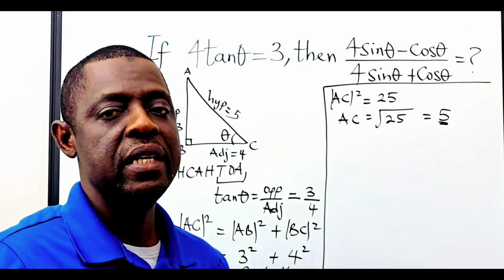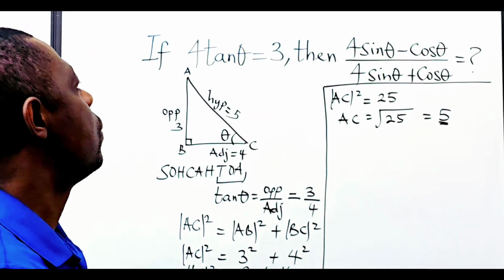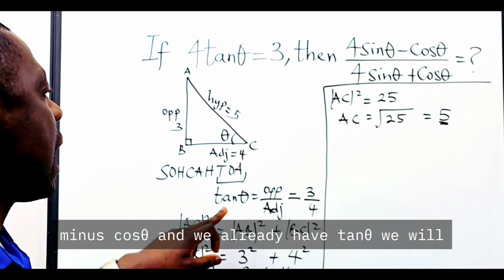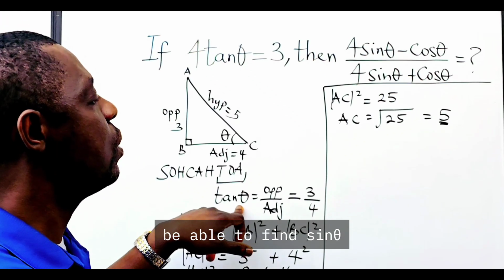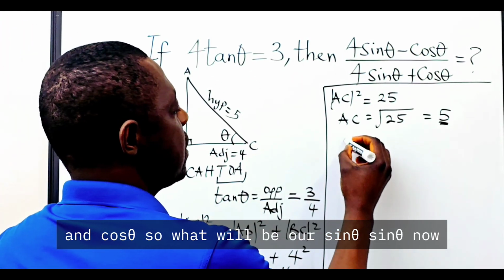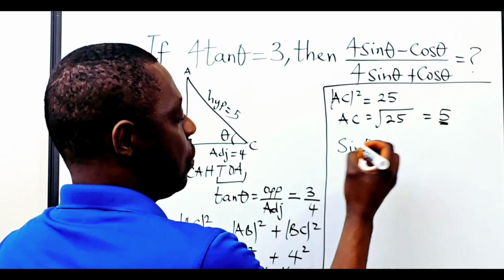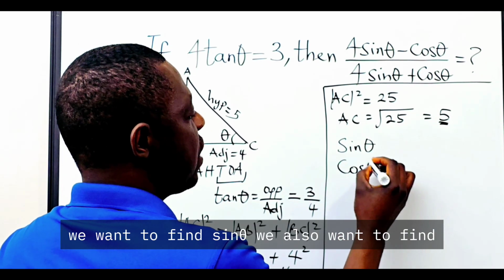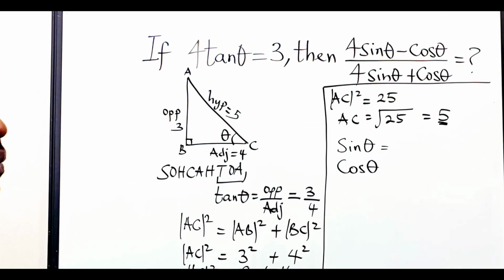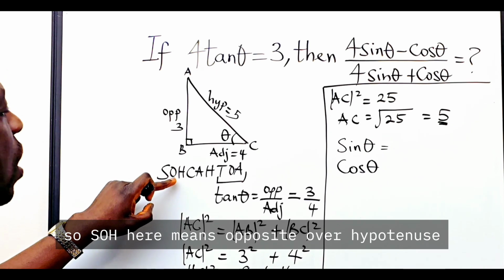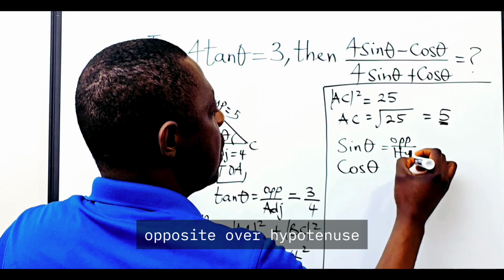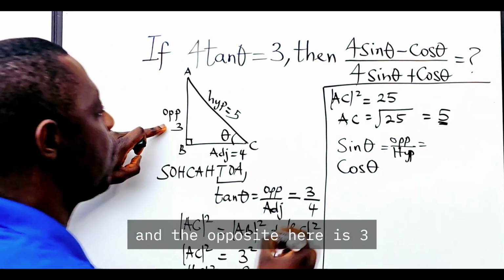Why are we doing this? The reason is that we are asked to find 4 sine theta minus cos theta, and we already have tan theta. We will be able to find sine theta and cos theta. So what will be our sine theta? We also want to find cos theta. It is very much easier for us using SOHCAHTOA. So sine here means opposite over hypotenuse, and the opposite here is 3.